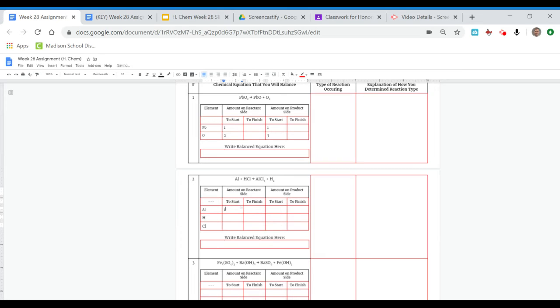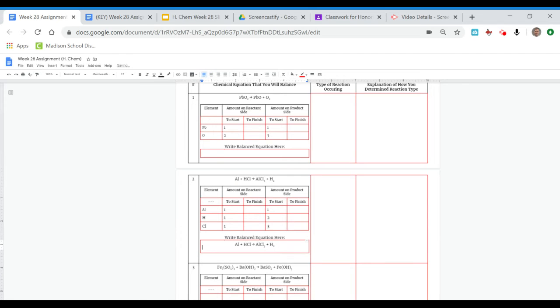How many do I have on the reactant side? I have 1 aluminum. Looks like I have 1 hydrogen and 1 chlorine. On the other side, I've got 1 aluminum. I see that I have 2 hydrogen and 3 chlorine. So are they balanced? No, they are not. So I've got some work to do. So first, let me copy and paste this down here so I can start messing with it.